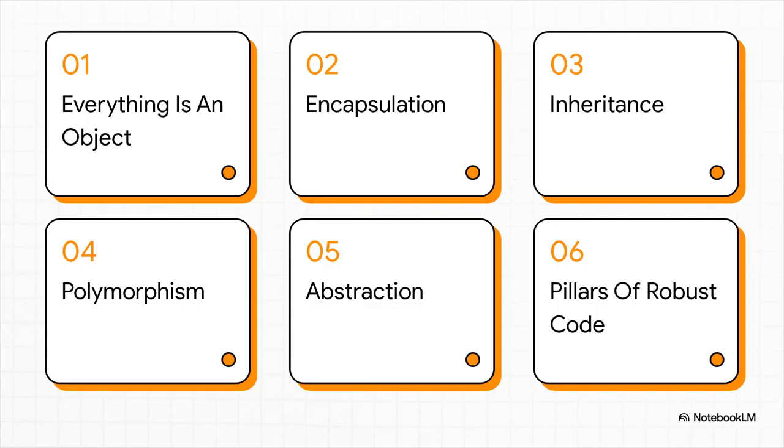Our agenda is simple. First, everything is an object. Second, encapsulation. Third, inheritance. Fourth, polymorphism. Fifth, abstraction. And finally, number 6, the pillars of robust code. Let's just jump right in.